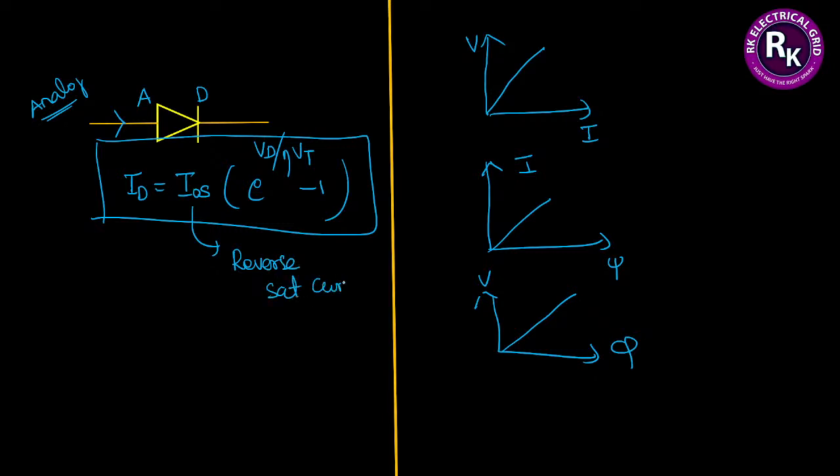Reverse saturation current. Next, this is the voltage drop across the diode. That will be given. And this factor theta value will be given. That will be for silicon and germanium, it will be 1 and 2. For silicon it will be 2, for germanium it will be 1.